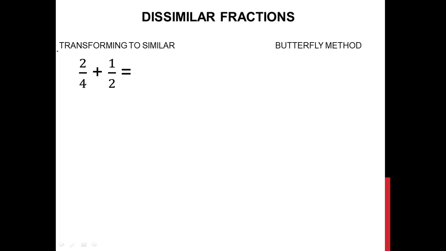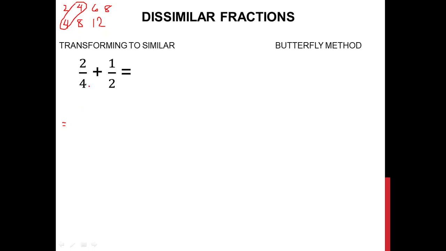So on our first method, transforming to similar, basically we need to make the denominator of each fraction the same. So how do we do that? First, we need to find the multiples of each denominator. So let's start with the multiples of 2. We have 2, 4, 6, 8, and so on. And then for 4, you have 4, 8, 12. So let's use the least common multiple for both, which is 4.